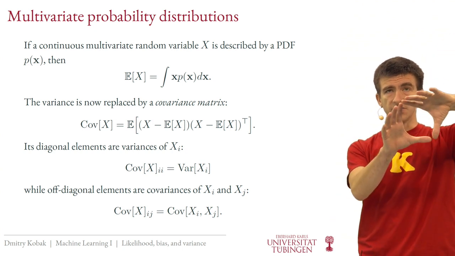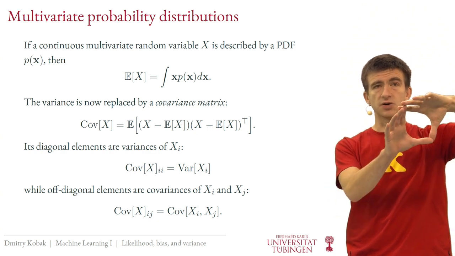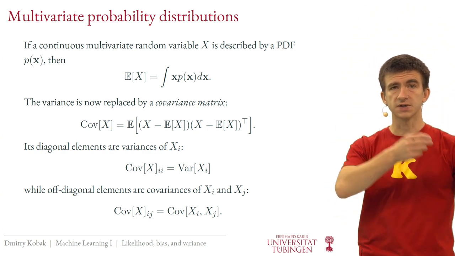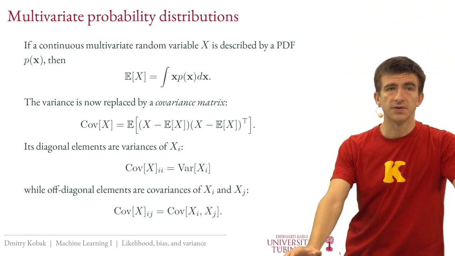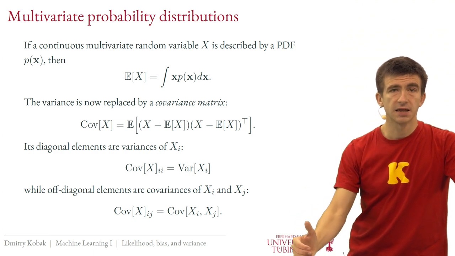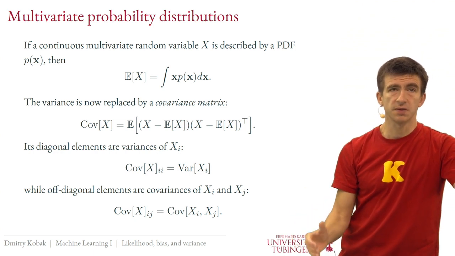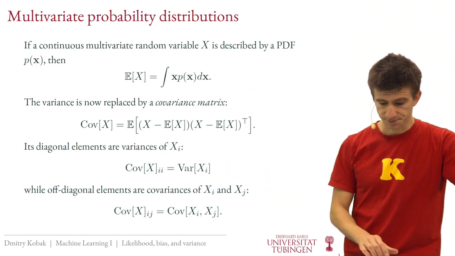But then in that example, x1 and x2 are positively correlated, so the covariance, something that stands off diagonal, is going to be positive, non-zero. And then, of course, the ij element of this matrix is the same as the ji element, because this thing is symmetric. So it's a symmetric matrix.